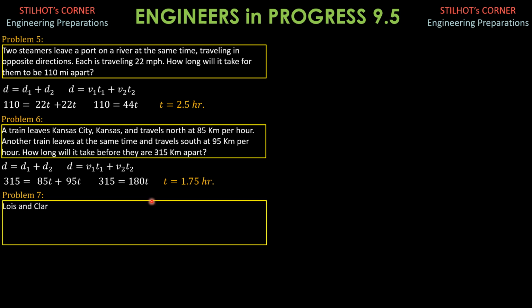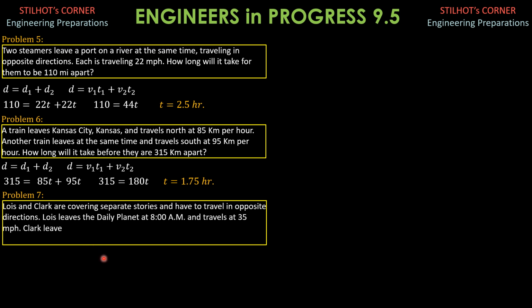Problem 7. Lois and Clark are covering separate stories and have to travel in opposite directions. Lois leaves the Daily Planet at 8 a.m. and travels at 35 miles per hour. Clark leaves at 8:15 a.m. and travels at 40 miles per hour. At what time will they be 140 miles apart?